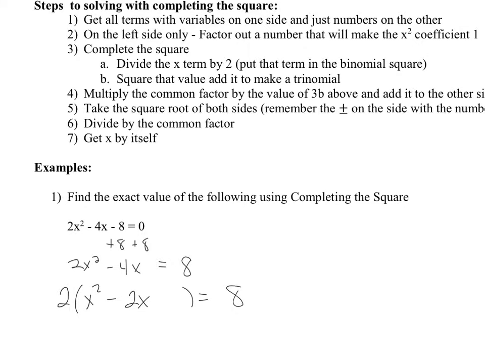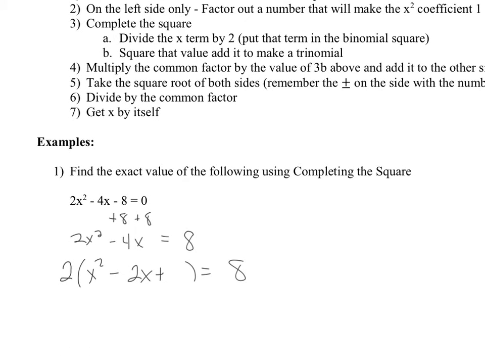Okay, we are going to add something to this to make it a perfect square. And that's the whole point of this. I want to add to it to make it a perfect square. So this is the completing the square part. And that's this part up here. That's what we just did. Divide the x term by 2. So take this term, divide it by 2.